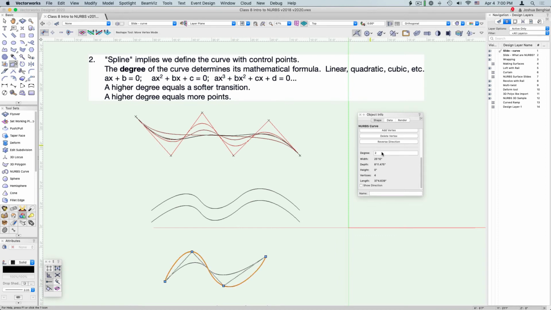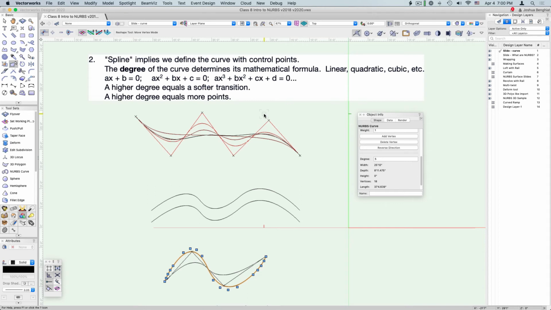So if we start with a 2nd degree and we go up to, say, a 5th degree, we're going to get more control points. We can actually go less of a degree, so we can go back to 2nd degree, but we can't go past what's mathematically possible. So if we go to 1st degree, it's going to reset here to 2nd degree. All right, I'm going to go back to 5th degree.